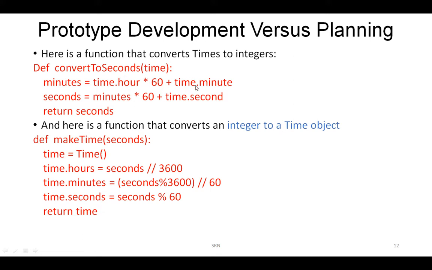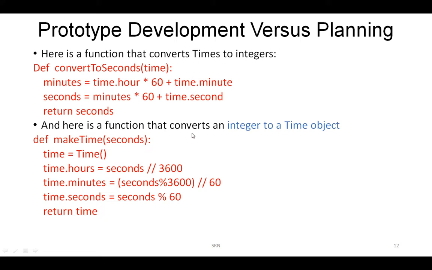Now the whole minute has to be converted to second. So seconds is equal to minutes multiplied by 60 plus time dot second. Observe, this minutes and seconds are just variables. They're just variables of integer type. They're not attributes. Then return seconds. So the whole time object values is converted to seconds and it returns an integer value.